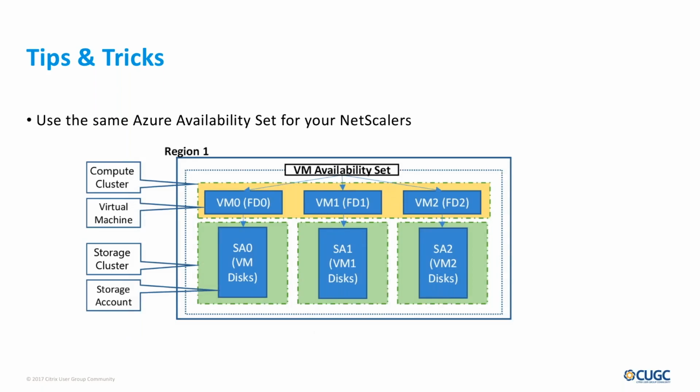So this is what I explained to you. You have different compute clusters, and your virtual machine is running in one availability set. And if the storage is failing or something like this, you have a different machine running in this availability set. The storage from the second machine will not be affected. And so my tip is to use availability sets for NetScalers running in Azure if you have more than one in Azure. Next, please.